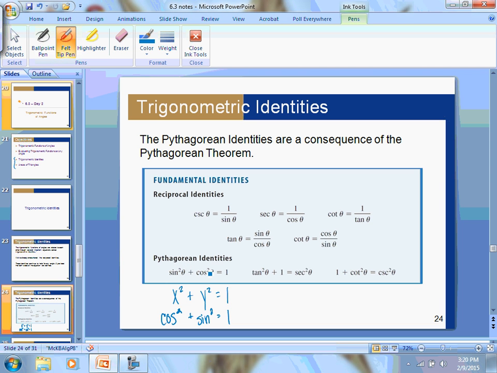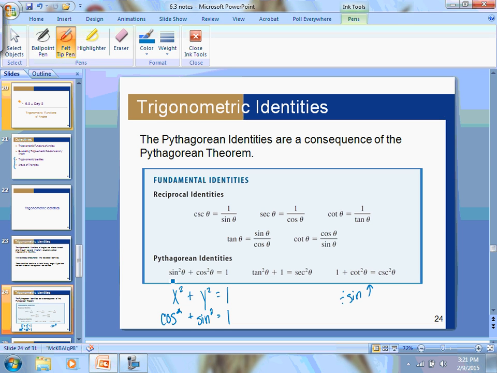Now, if you remember, in order to get these other two Pythagorean identities, we took this original sine squared plus cosine squared equals 1, and we divided everything by sine and by cosine. So if we divide that whole expression by sine, we end up getting this. Okay, sine divided by sine is 1. Cosine over sine is cotangent. 1 over sine is cosecant.